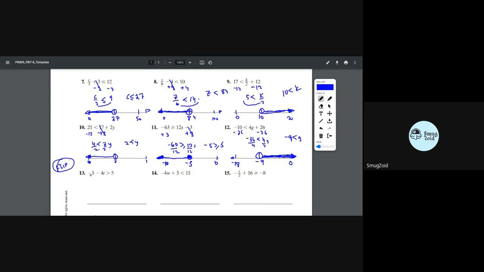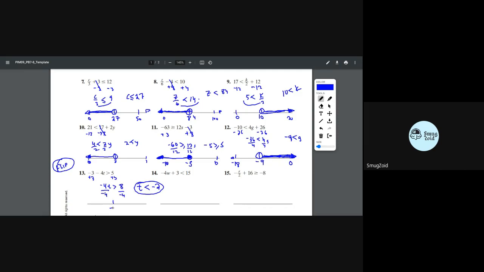Okay. So 13, first thing you do is add 3 to this side, add 3 to this side. You get minus 4t is greater than 8, right? Divide by minus 4, divide by minus 4. Then you have t. You have to flip that sign. You don't, the world blows up. Maybe not, but you get t is less than minus 2. Remember, that's a big thing about inequalities.